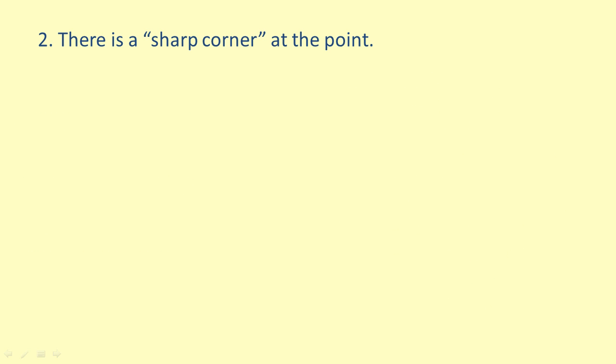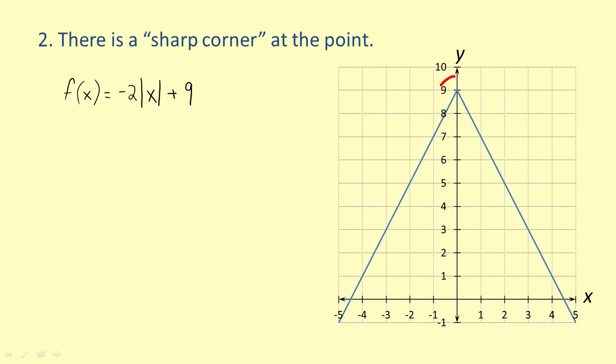If we look at the graph of f of x equals negative 2 times the absolute value of x plus 9, we see that the function comes to a point at 0, 9. The slope of the tangent lines to the left of x equals 0 is 2, and the slope of the tangent line to the right of 0 is negative 2. Coming from the left and the right, the tangent lines do not have the same slope, so the function has a sharp corner at the point 0, 9.